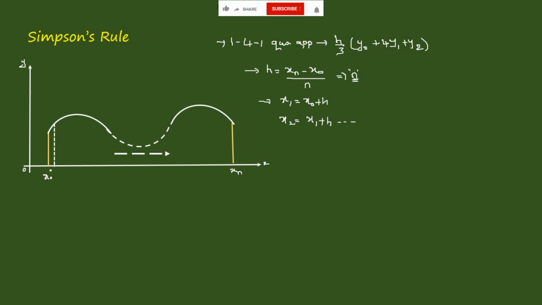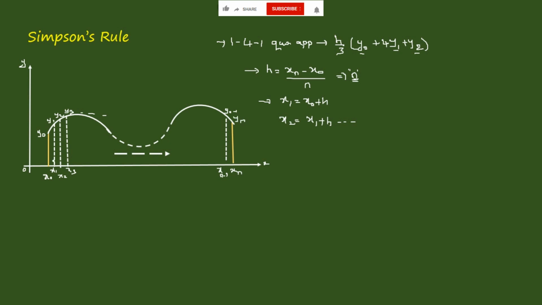This one is x1, this one is x2, this is x3, and this is x of n minus 1. In the case of the 1/3 quadratic approximation we have taken three terms, y0, y1 and y2. Here also we consider these terms: y0, y1, y2, y3, and so on, to y of n minus 1, y of n.